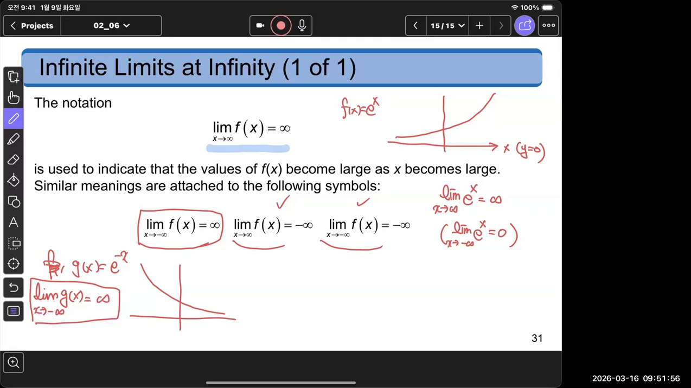Okay. So I was just reviewing these basic definitions. So that's what we considered so far.